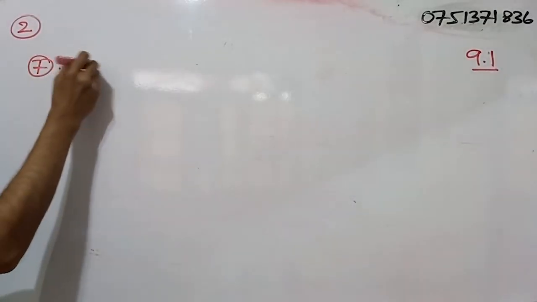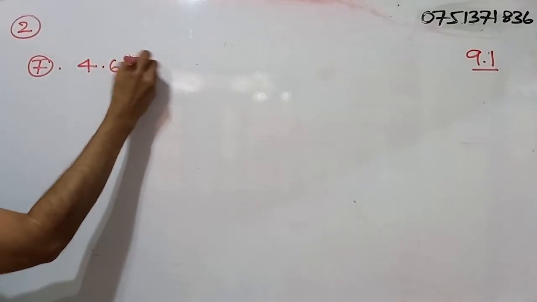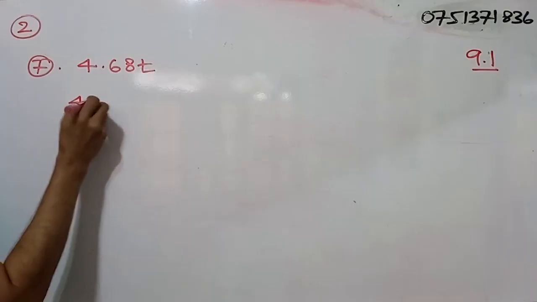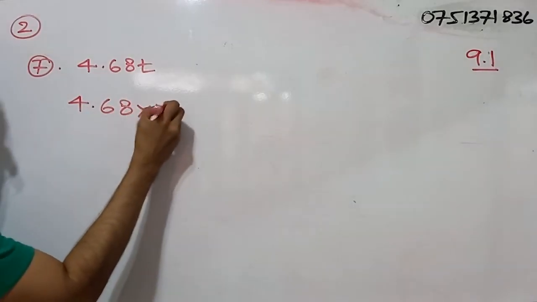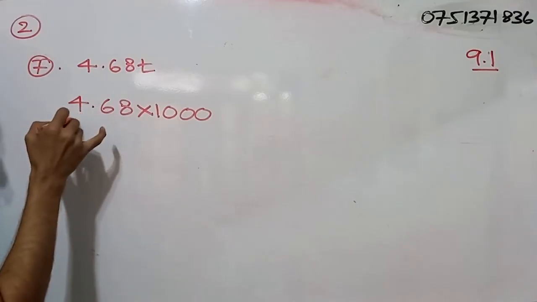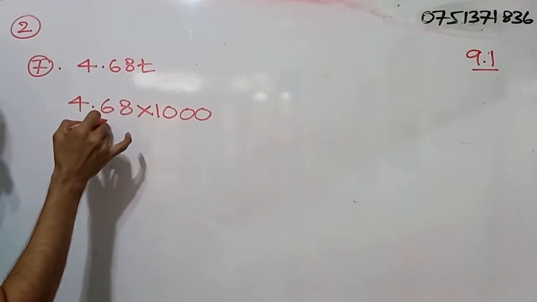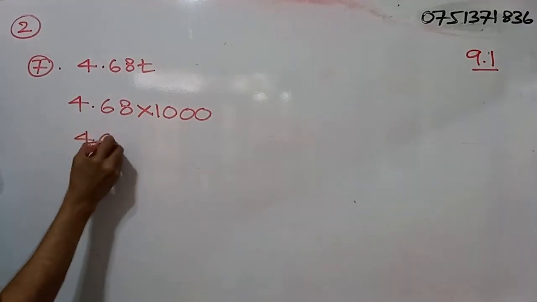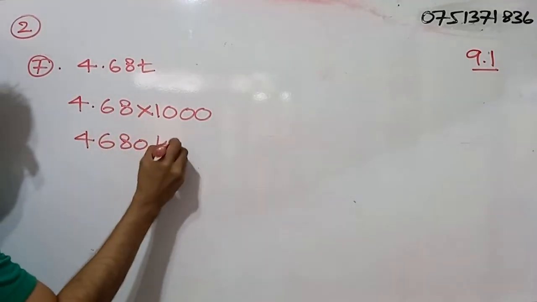Right, part 7. So we have 4.68 tons. So here what do we have to do? The same thing. 4.68, we have to multiply that by 1000. So here the decimal point is between the numbers 4 and 6, right? So when we multiply that by 1000, this becomes 4,680 kilograms.